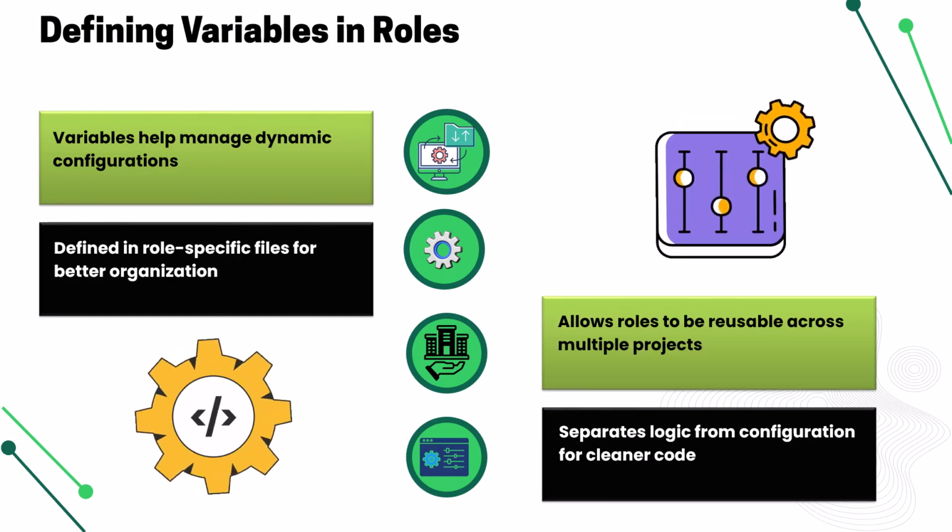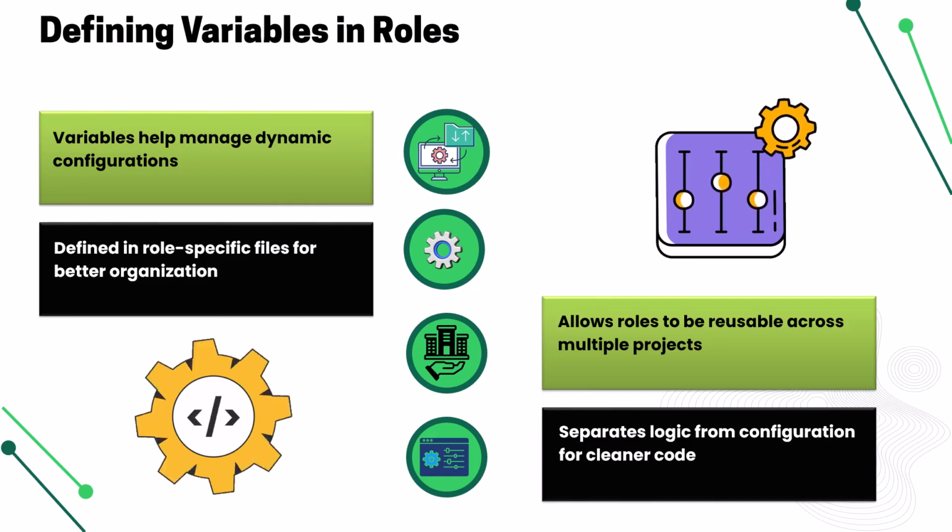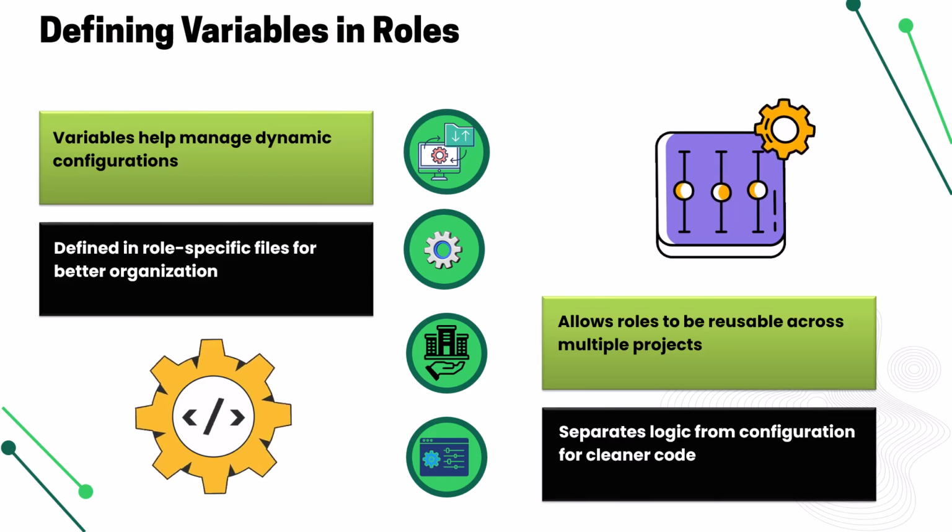Imagine having a recipe book where each dish has predefined ingredients. That's how variables work in roles. They keep configurations clean and make roles reusable. Instead of scattering settings everywhere, we neatly define them in dedicated files, avoiding chaos. Think of it like packing smart for a vacation. You wouldn't throw clothes randomly into a suitcase, would you?